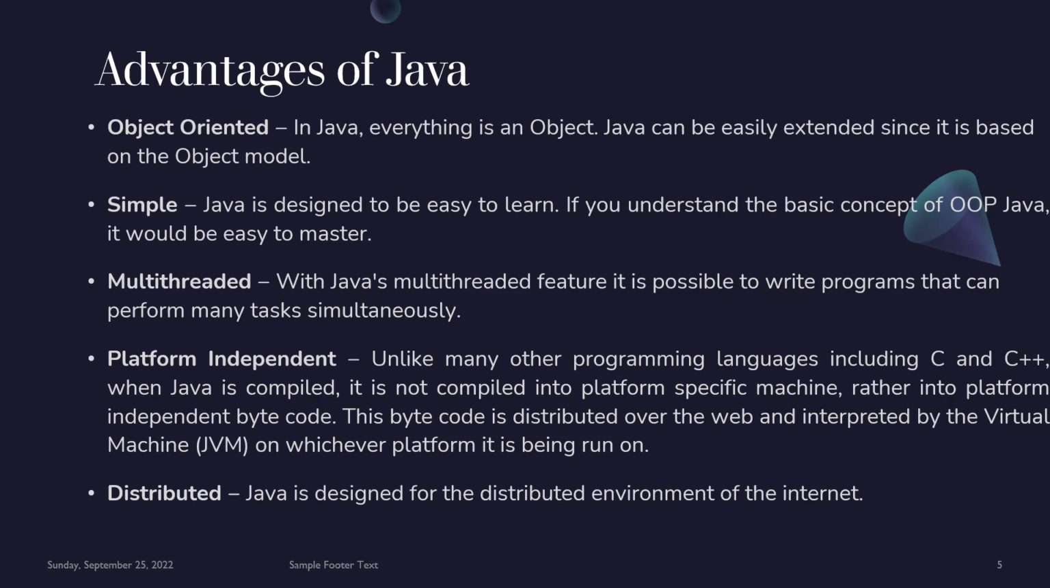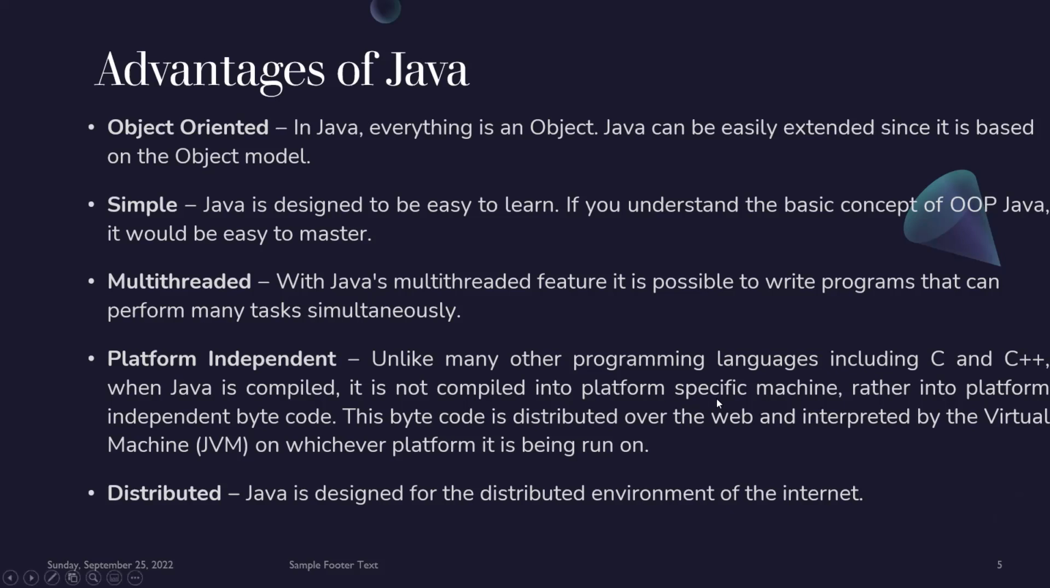The next point is platform independent. Unlike many other programming languages, including C and C++, when Java is compiled, it is not compiled into a platform-specific machine code. Directly when you compile your Java code, it will not compile your code for a specific operating system. It will compile the code in such a way that you can use it on any platform. That's why we call it platform independent.